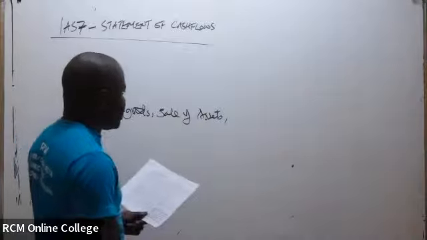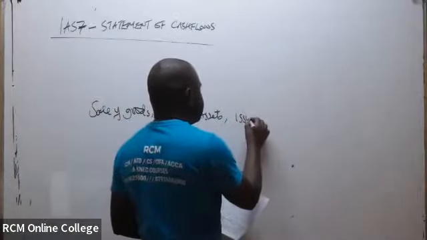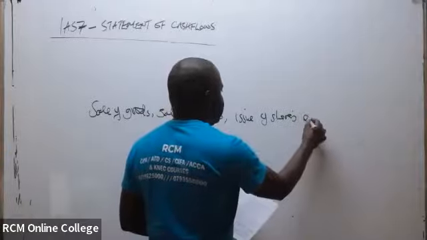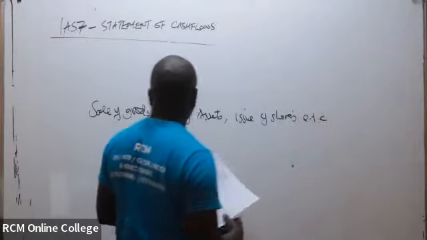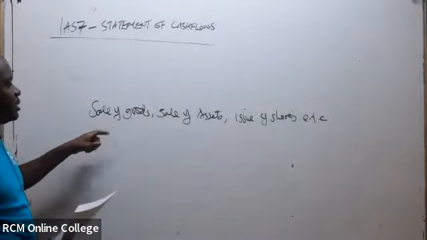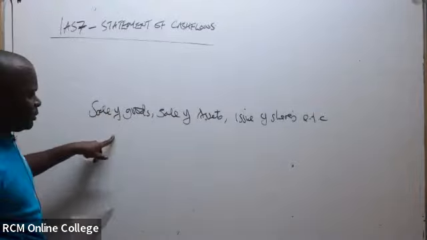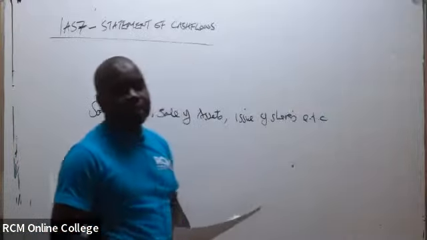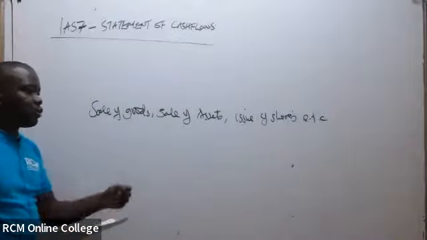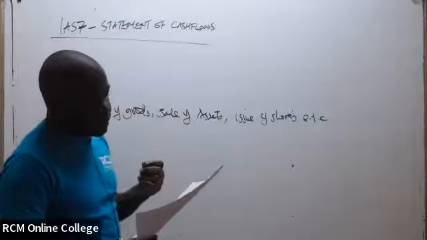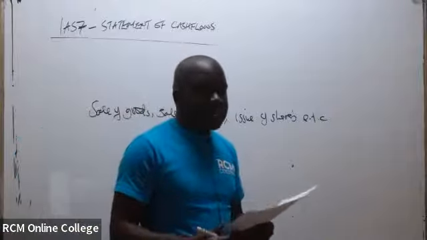issue of shares, etc. So whenever these happen, you get money. Sale of goods is the trading activity of the business. You sell your goods, you get money. You sell your assets, you get money. You sell shares, you get money. So that basically will be a source of cash in the business. So on one side, you're having the sources of cash.